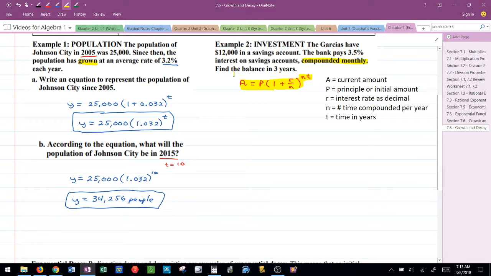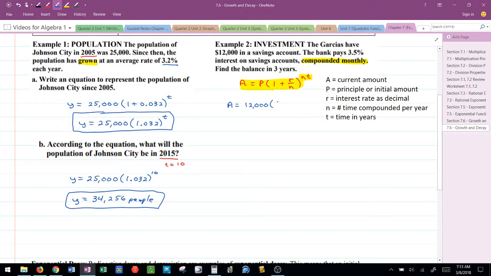They want us to find the balance in 3 years. Now, I did give you a little descriptor over to the side here of what all of these different variables mean. Okay? So here's what I know. In order to solve this, I'm trying to figure out my final amount, or my current amount that I have after the compounding occurs. I'm going to start with my principal. My principal is my initial amount. That's $12,000.